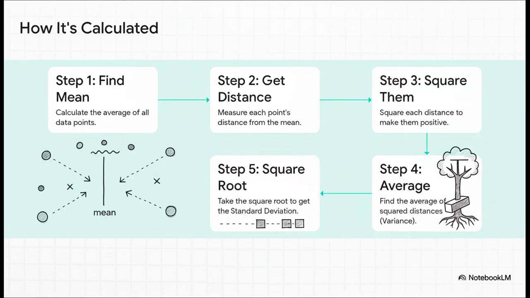Now, we're not going to do all the math, but let's just follow the logic. First, it finds the mean. That's our center point. Then it measures the distance of every single data point from that center. It does a couple of quick math steps, squaring them, finding an average, and then taking a square root, and what you get is one powerful number that tells you the typical distance from the center.